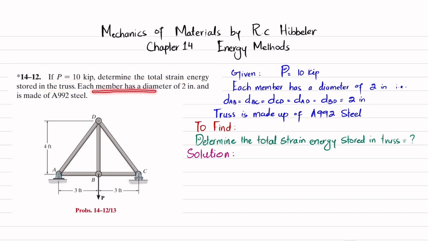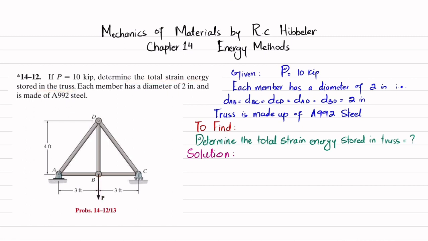Each member has a diameter of 2 inch and is made of A992 steel. So you can see this is a truss and there is a load of P which is given as 10 kips. The diameter of each member, AB, BC, and CD, is 2 inch. Clear? And due to this load in the truss, you have to find the total strain energy stored in that truss.